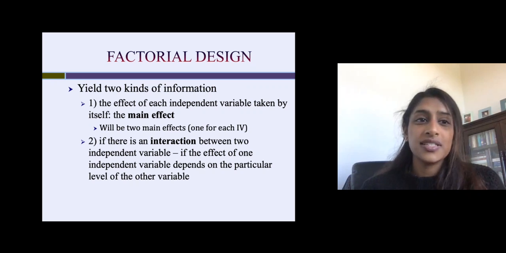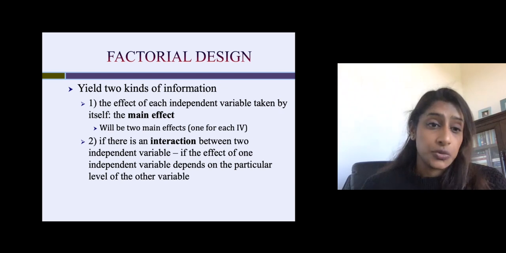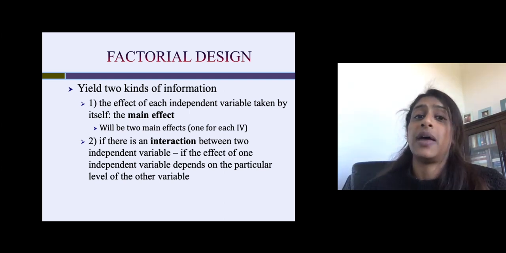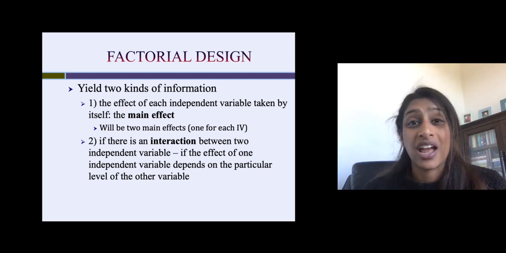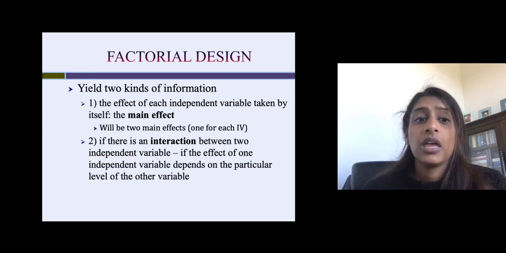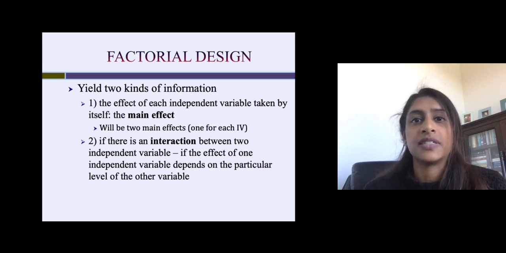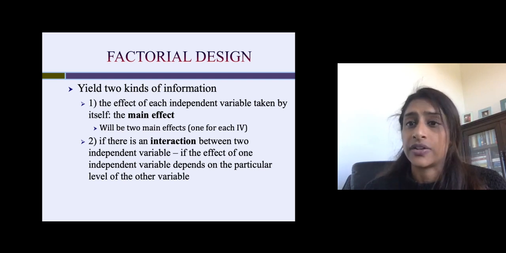So our factorial design is going to yield 2 kinds of information. As we talked about, we're going to look at main effects, and there should be a main effect that we note for each independent variable. So in this case, we're going to have 2 different main effects. If there is an interaction between the independent variables, we'll be able to see this on our graph by plotting that as a bar graph and then turning that into a line graph and seeing if those lines overlap or intersect.